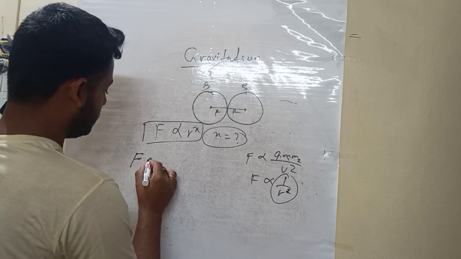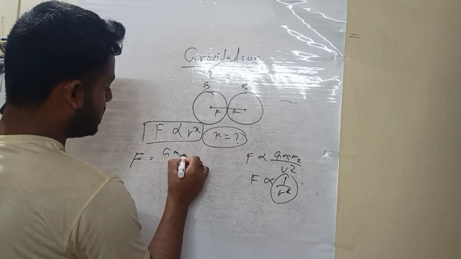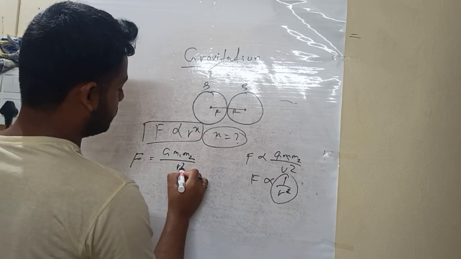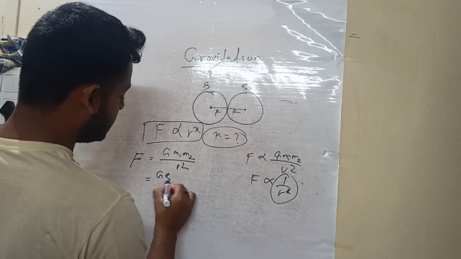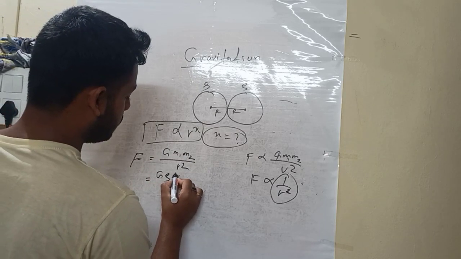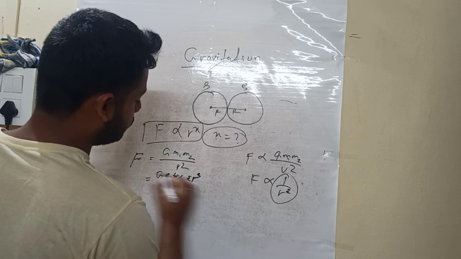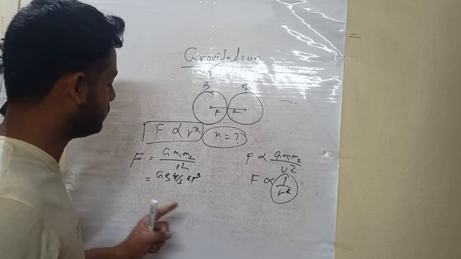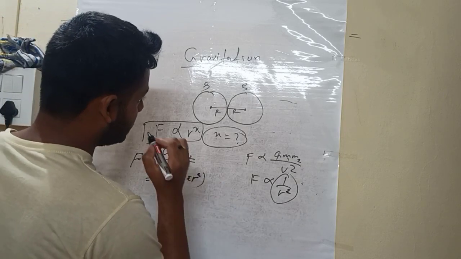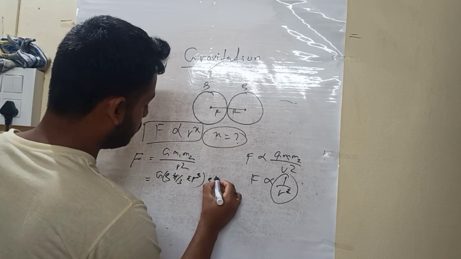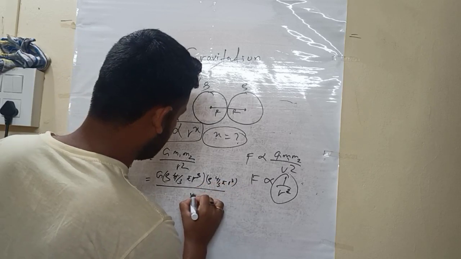So what will happen here? Force is G m1 m2 divided by r square. Okay, m1 is what? Density into 4 by 3 pi r cube. Okay, mass is density into volume. That is for the first one. For the second, the same density rho into 4 by 3 pi r cube, divided by r square.